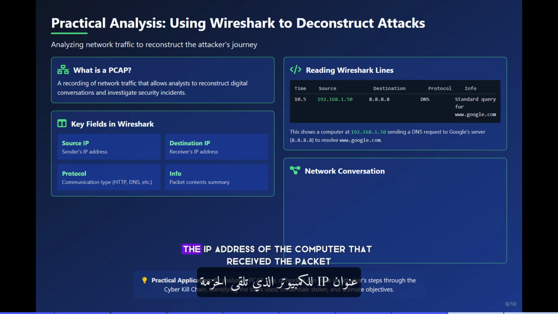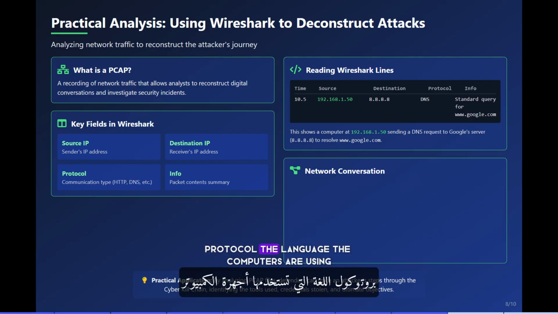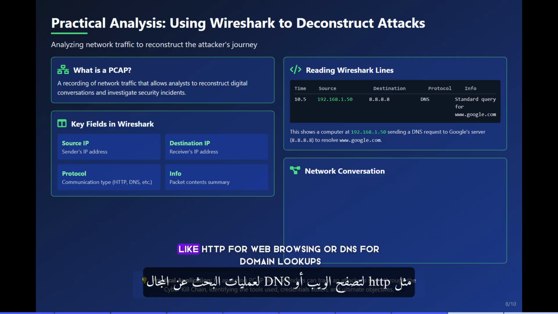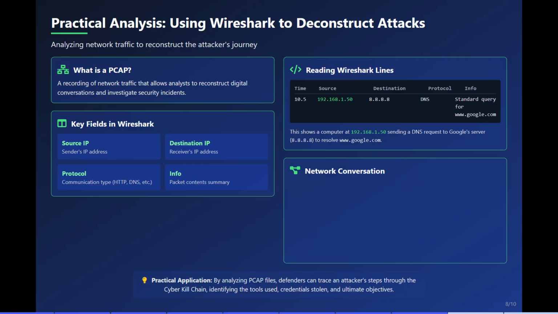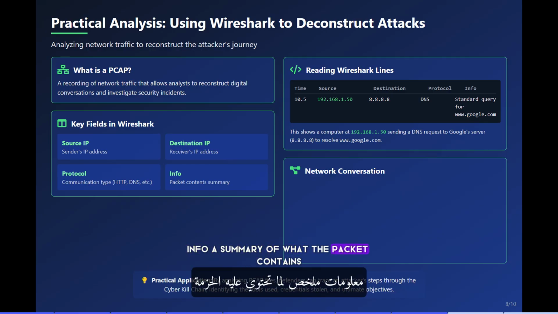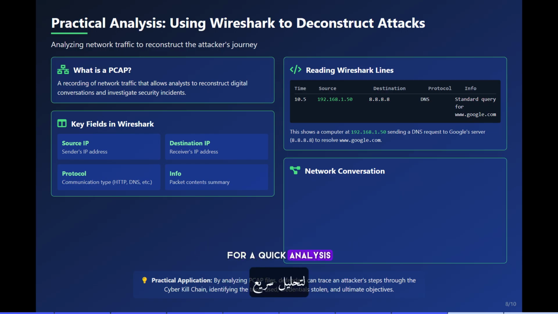Destination IP, the IP address of the computer that received the packet. Protocol, the language the computers are using, like HTTP for web browsing or DNS for domain lookups. Info, a summary of what the packet contains. This is often the most valuable column for a quick analysis.